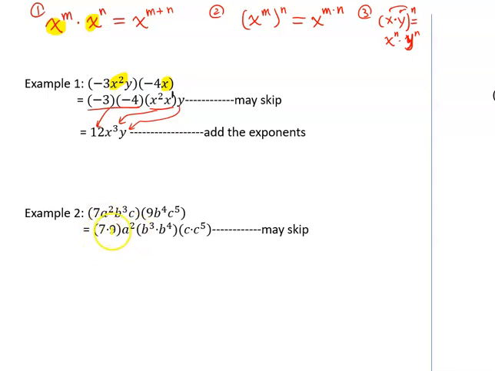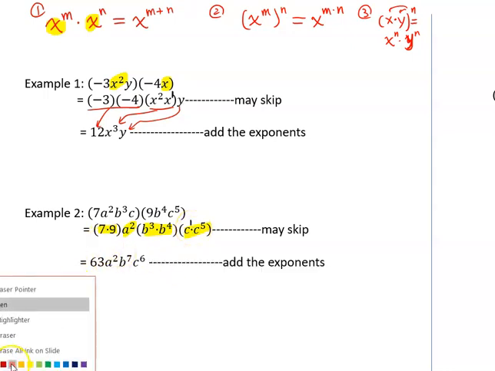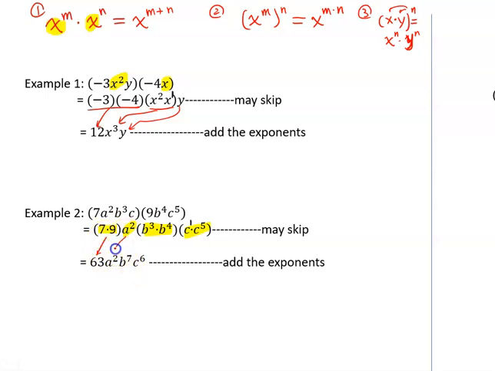Now we have 7 times 9, that's 63. a squared is the only a term, so bring it down. When we multiply b to the third and b to the fourth, again it's the first formula, same base. If you have 3 copies of b and 4 copies of b together, you get 7 copies of b. Same thing here: you have 1 copy of c, because if there's no exponent, it means 1 copy, and then another 5 copies. Together, you get 6 copies. So that's what we got. This comes from 7 times 9, a squared brought down, 3 copies plus 4 copies, 7 copies of b, and 1 copy plus 5 copies, that's 6 copies of c.